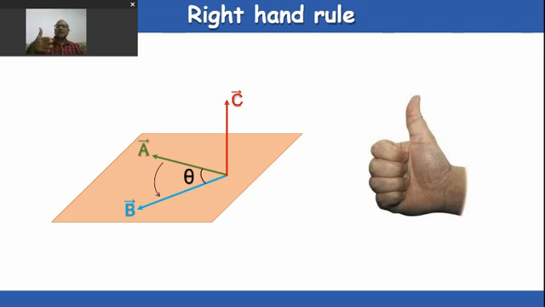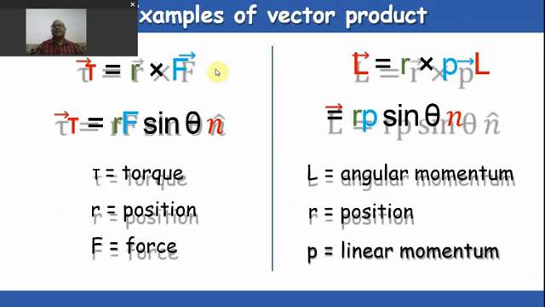This is the plane, and the direction of the resultant after multiplication will be perpendicular to this plane. So in vector multiplication the direction of the resultant will be perpendicular to the plane containing those two vectors. Examples of vector product are tau equal to r cross F, r sine theta, and angular momentum r cross p, where r is position and p is linear momentum.